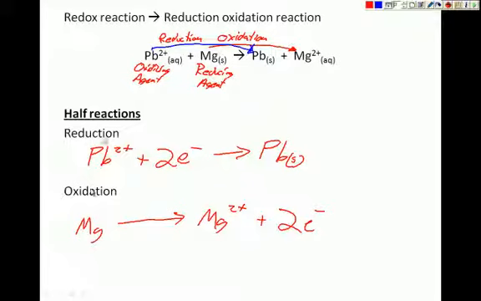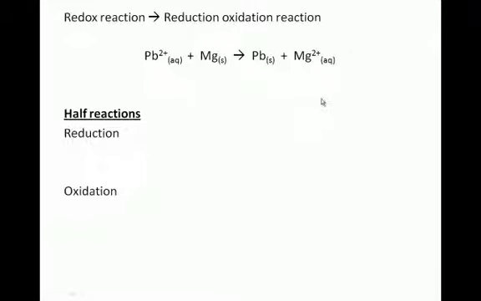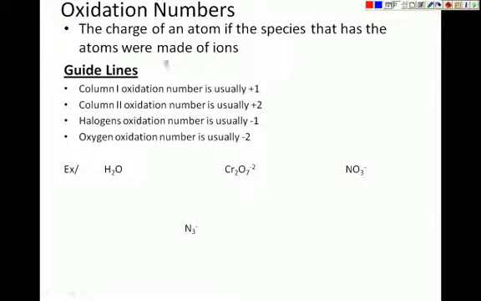Okay, so this redox reaction right here can be broken up into 2 half reactions: the reduction half reaction and the oxidation half reaction. Here is the reduction half reaction, where again reduction is gaining electrons and oxidation is losing electrons. So let's take a quick look at gaining and losing electrons and how we can calculate what are called oxidation numbers.